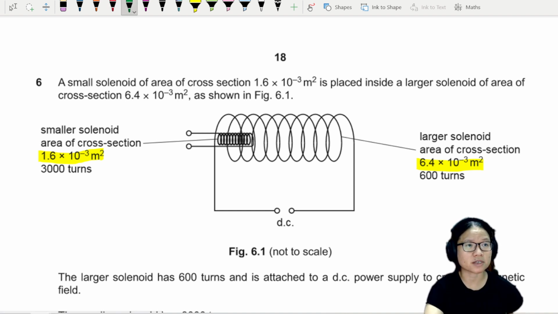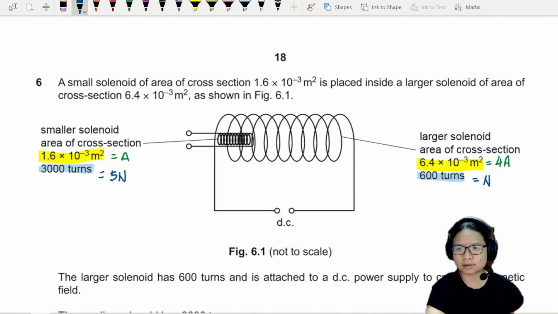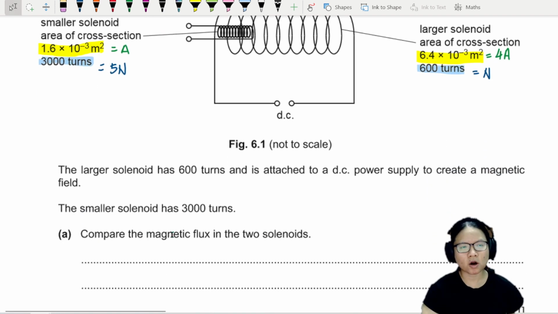6.4 divided by 1.6 is 4 times. So if this is A, this is equal to 4A. Just casual observation. All right. The larger solenoid has 600 turns, and the smaller solenoid has 3,000 turns. So if 600 turns is N, then 3,000 turns will be 5N, because 5 times 6 is 30. Okay. So compare the magnetic flux in the two solenoids.